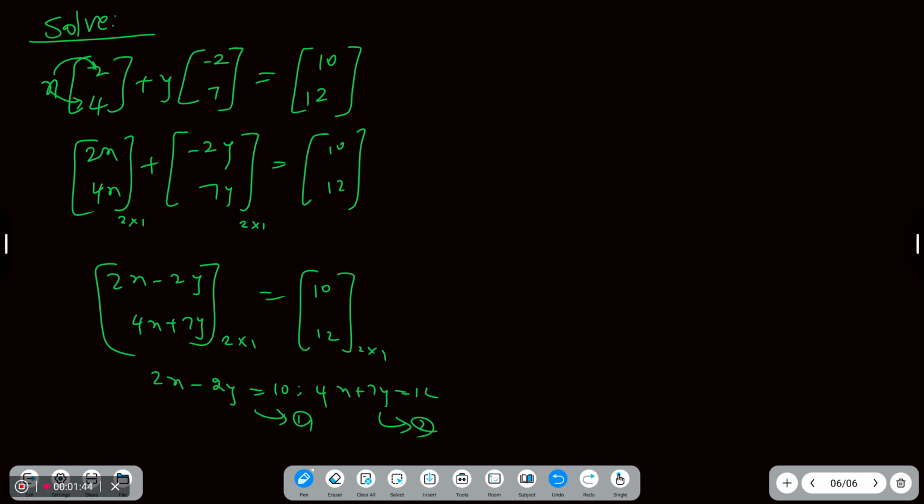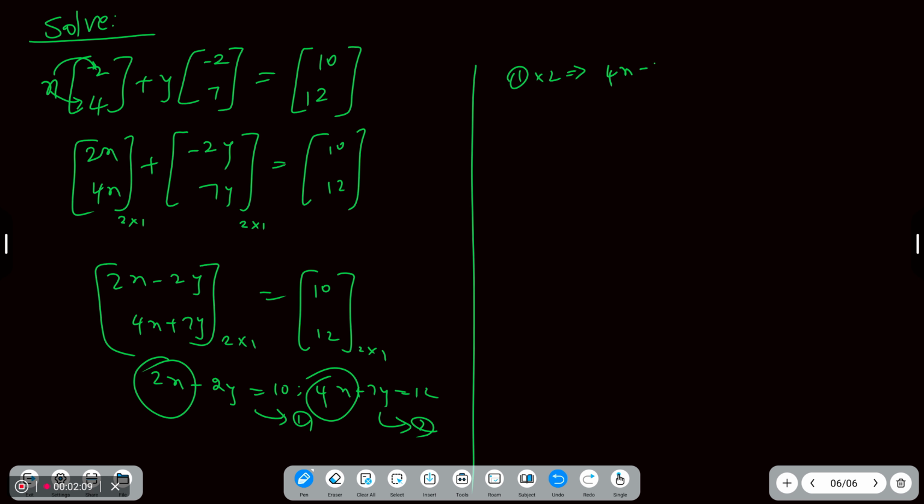Equation 1, equation 2. Now what do you have to apply? The elimination method to solve this. Which variable can you cancel easily, x or y? X. So here 4x is there, here 2x. If you multiply by 2, it will cancel. So equation 1 you have to multiply by 2.